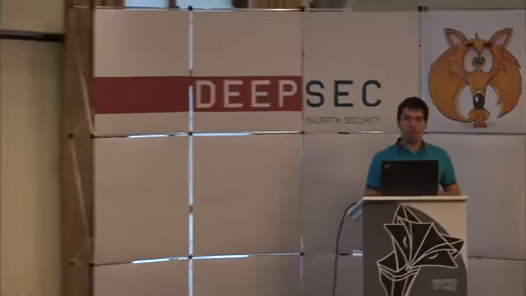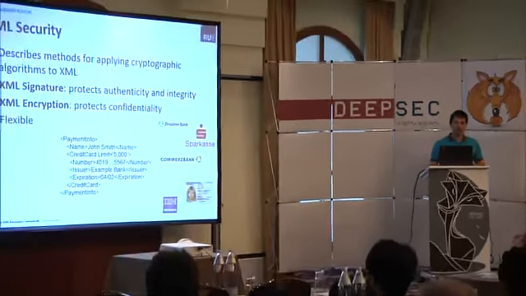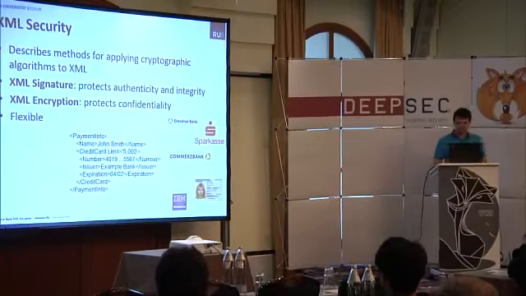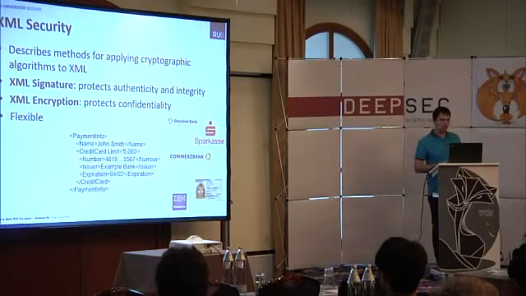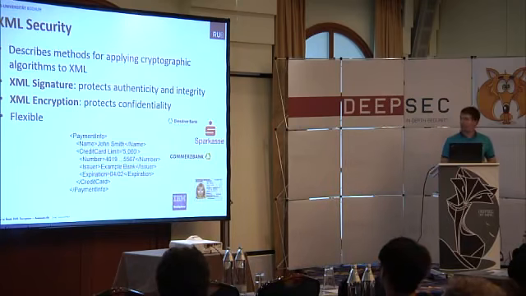XML security describes methods for applying cryptographic algorithms to XML, and it basically consists of two standards: XML Signature and XML Encryption. XML Signature protects authenticity and integrity of the data, and XML Encryption protects confidentiality. It is very flexible. It allows us to secure the whole document or specific elements or element contents or more elements at once. So you can encrypt or sign specific elements.